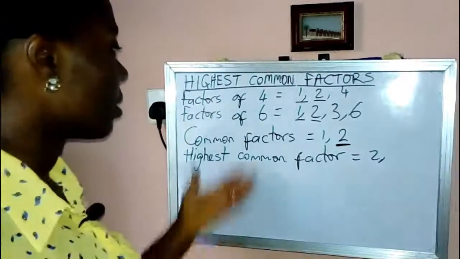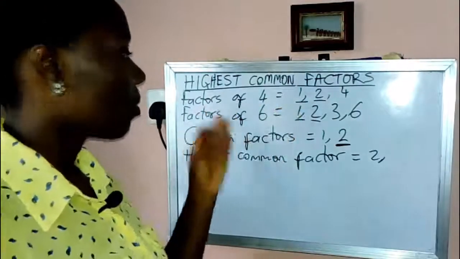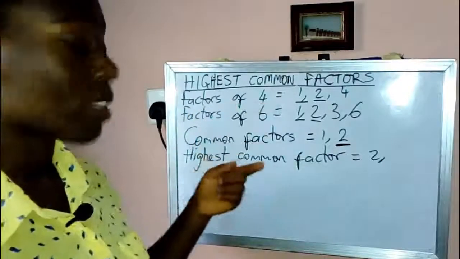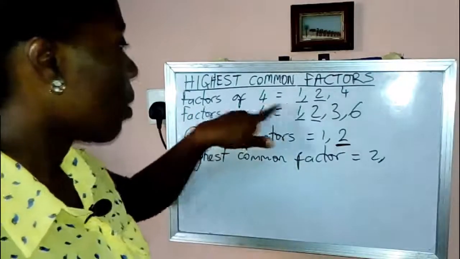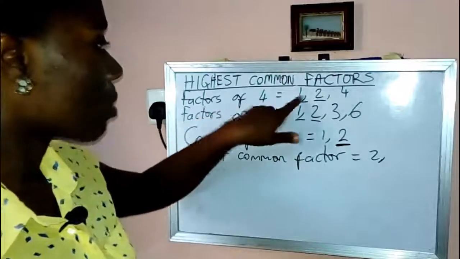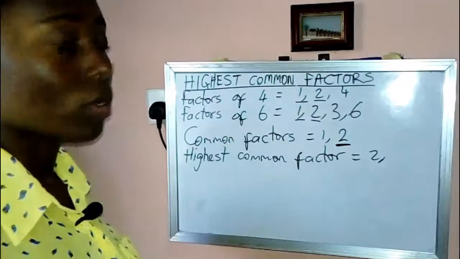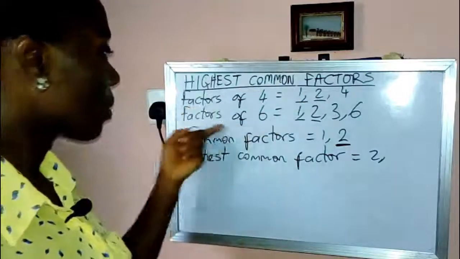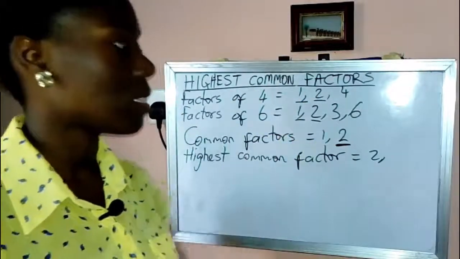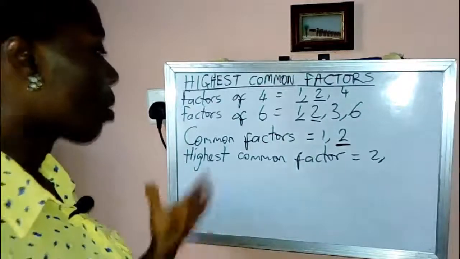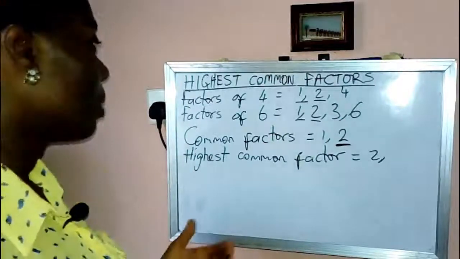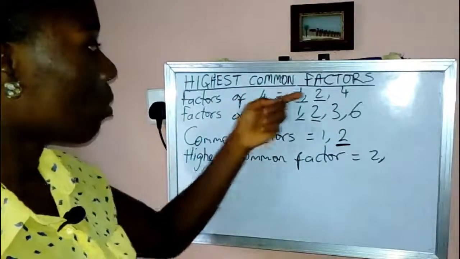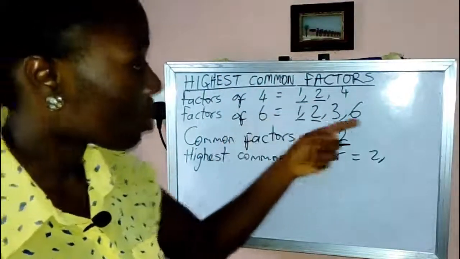Again, I'll simply go by using our factors from our previous classes. We saw how to find factors of a number. Now I have gotten my factors of 4 as 1, 2, and 4. That is, 1 times 4 will give us 4, 2 times 2 will give us 4. Same as factors of 6, 1, 2, 3, 6. Now, when we hear the word common, it's simply what is here that is also here.